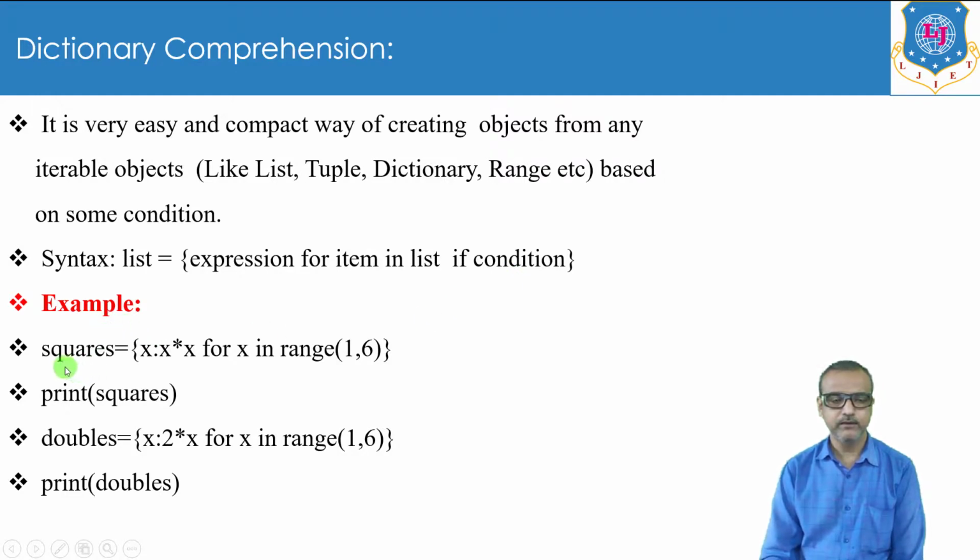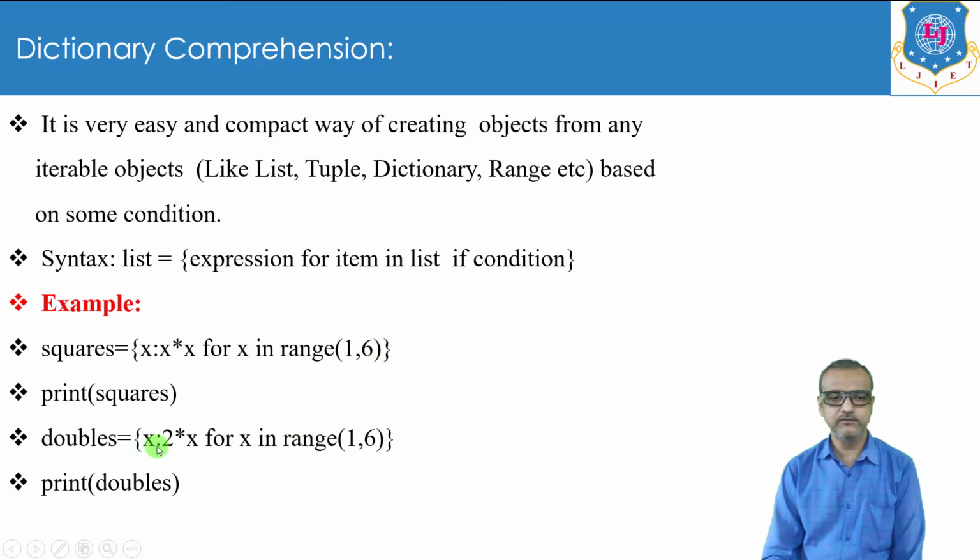For example, squares equals to, in curly brackets we have x colon x star x for x in range 1, 6. So what will this range of 1, 6 give us? It will give us the values of x from 1 to 6 minus 1, that is from 1 to 5. So the possible values of x in this case will be 1, 2, 3, 4, 5. So for the keys 1, 2, 3, 4, 5, we will have values as 1 square, 2 square, 3 square, 4 square and finally 5 square. So print squares will give us the squares of the values from 1 to 5.